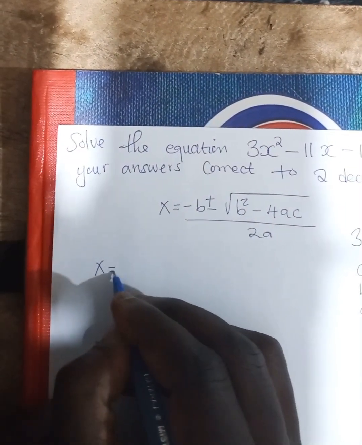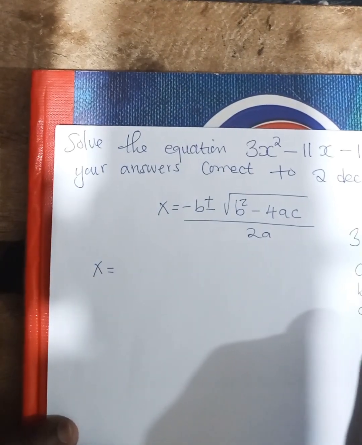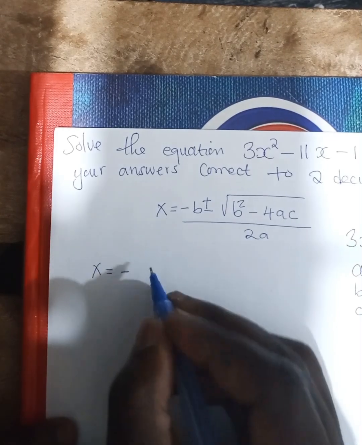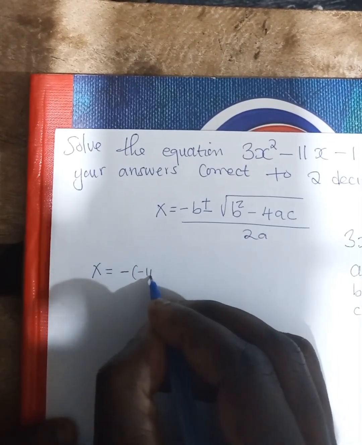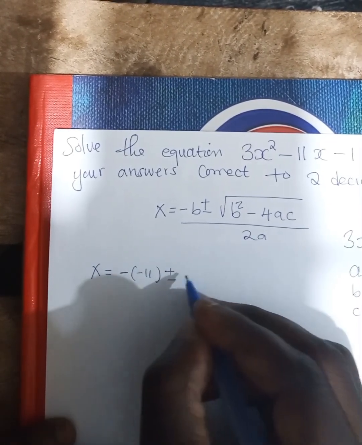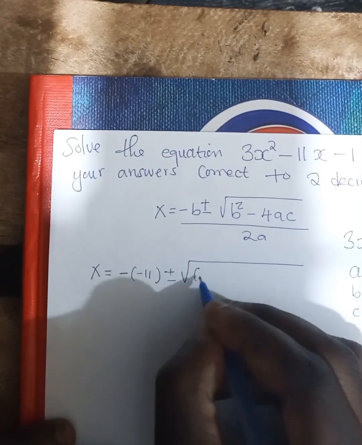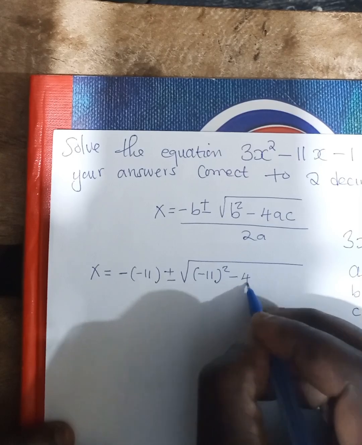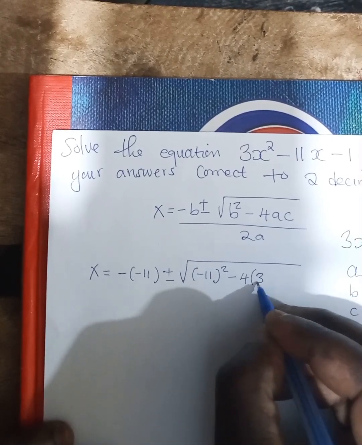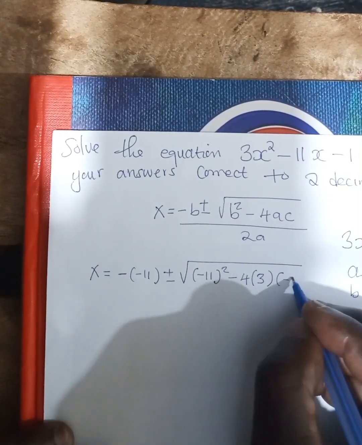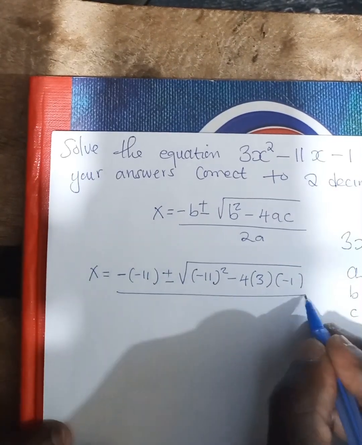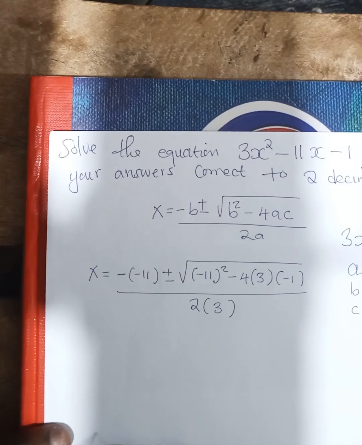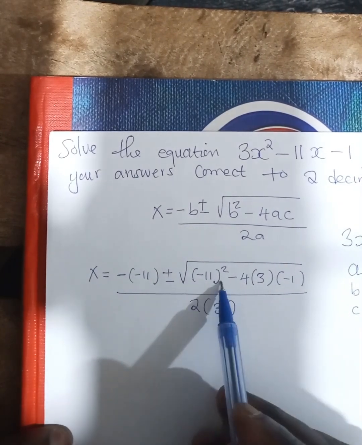So from there, let's start to replace this in our formula. I'll have my x equal to, so my b here is negative 11, so I'll have negative, negative 11, then plus or minus the square root of (negative 11) squared, then minus 4 times a, our a is 3, and our c is negative 1, then over 2 times a, which is 3. Don't forget to put brackets here.